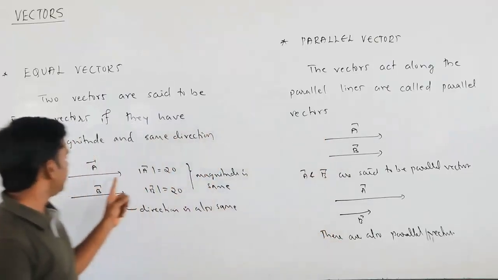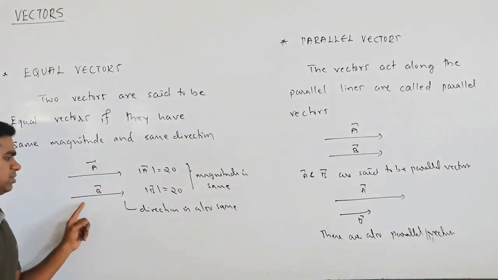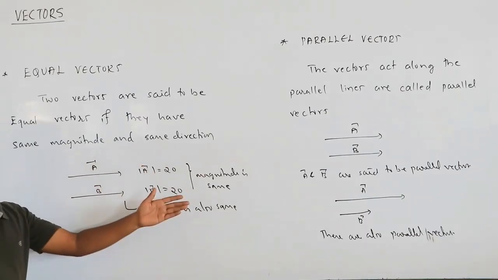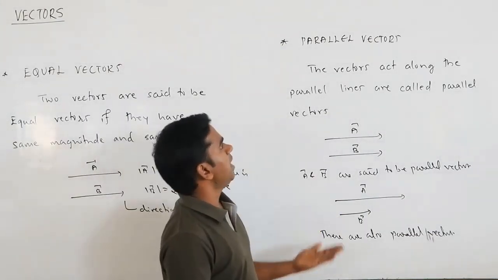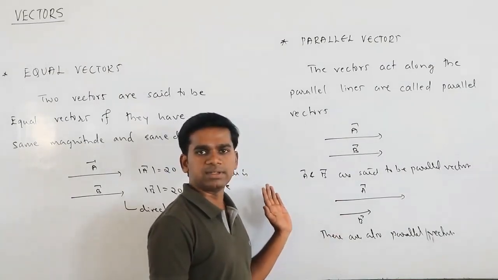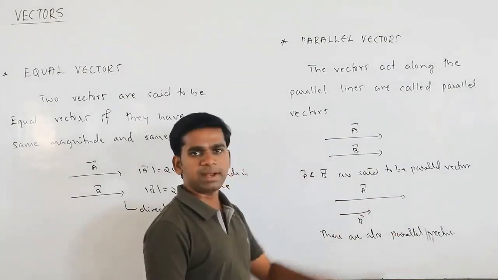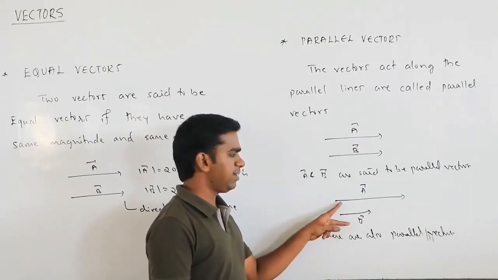What about this one? These two are parallel vectors also, and these two are equal vectors also. But the opposite is not true. All parallel vectors are not equal vectors. Equal vectors may be parallel vectors. So here magnitude matters.